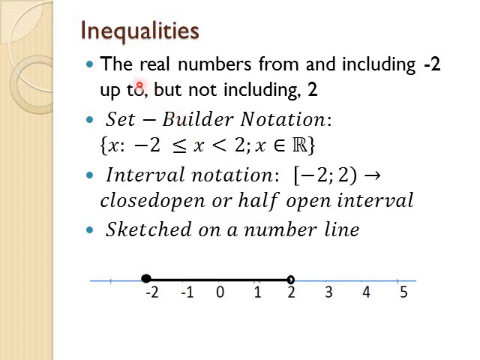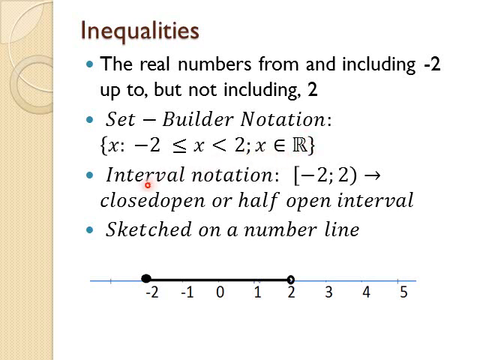Now in problem number 3, real numbers from and including negative 2 up to but not including 2. If I include negative 2, technically I'm saying it's equal to that, but not equal to 2. In set builder notation, we'll always have braces or curly brackets. x, to show that we are working with x, such that x is greater or equal to negative 2 because we're including negative 2, but x is less than 2, and x is an element of real numbers.